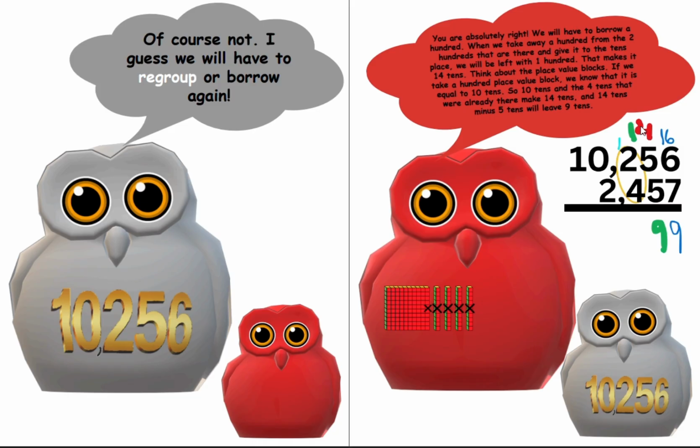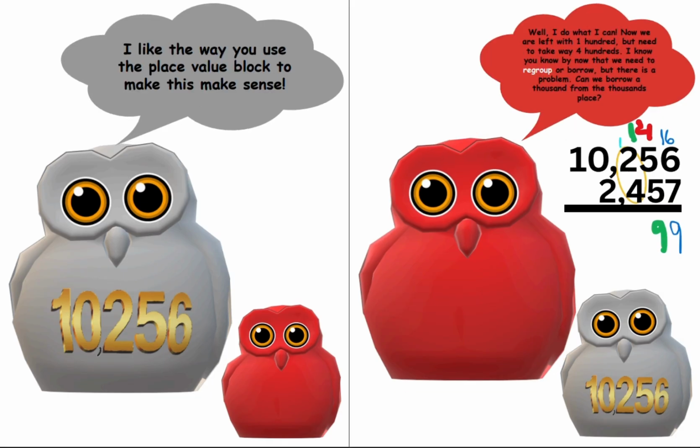Think about the place value blocks. If we take 100 place value block, we know that it is equal to 10 tens. So 10 tens and that 4 tens that was already there makes 14 tens. And 14 tens minus 5 tens will leave 9 tens. I like the way you use the place value blocks to make this make sense. Well, I do what I can.